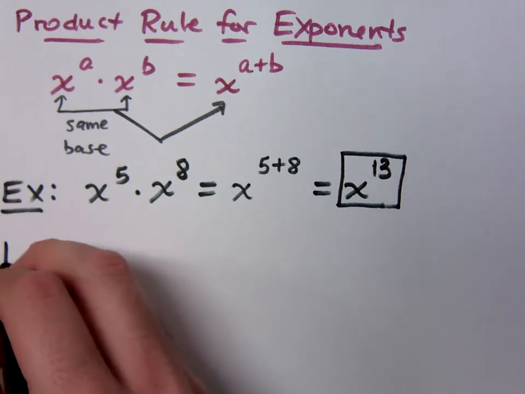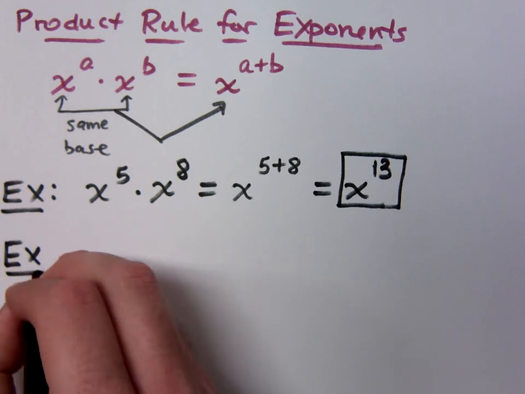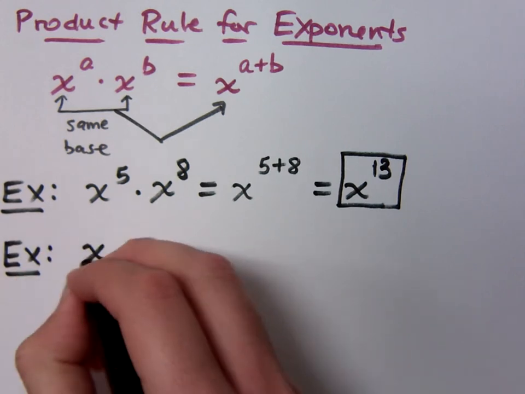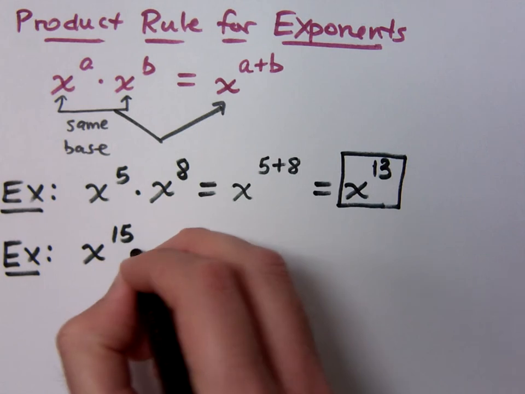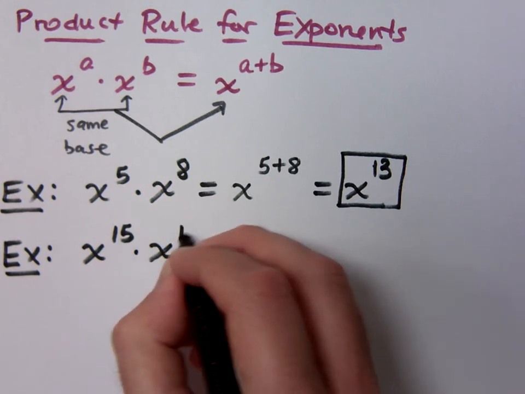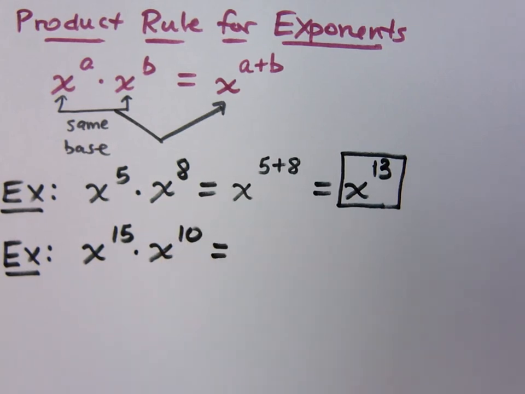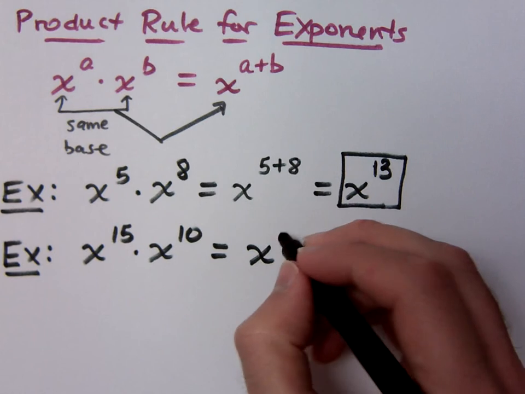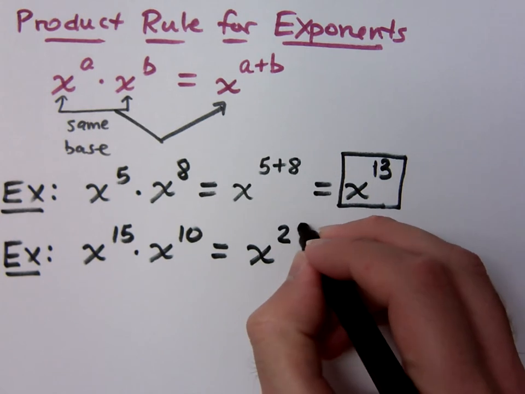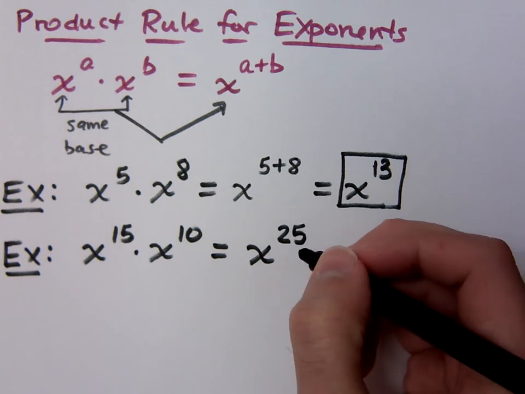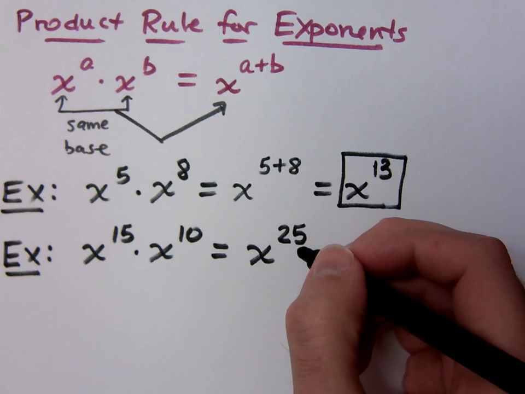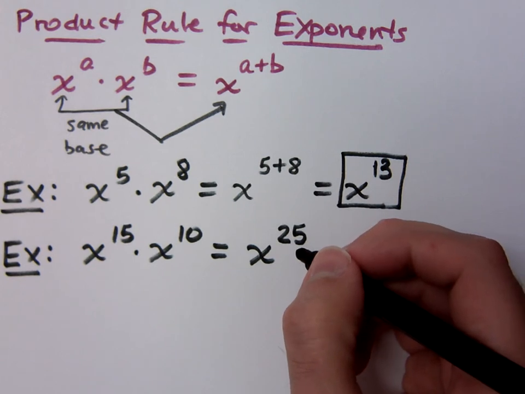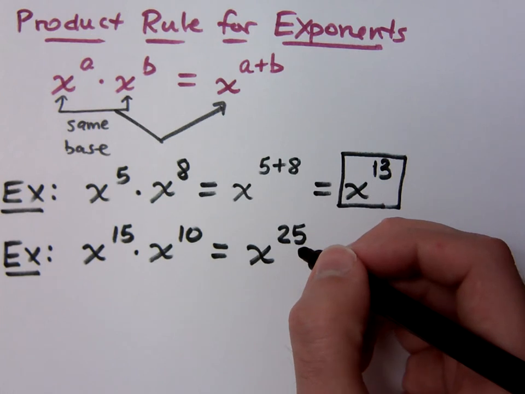All right. What if I had x to the 15th times x to the 10th? That would be x to the 25th. Now notice what I'm not saying here. We do not say x equals 25. We do not say that the answer is 25, but we say the answer is x to the 25th. Okay? X to the 25th.